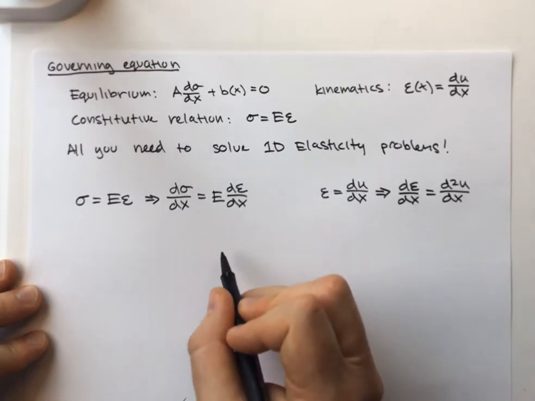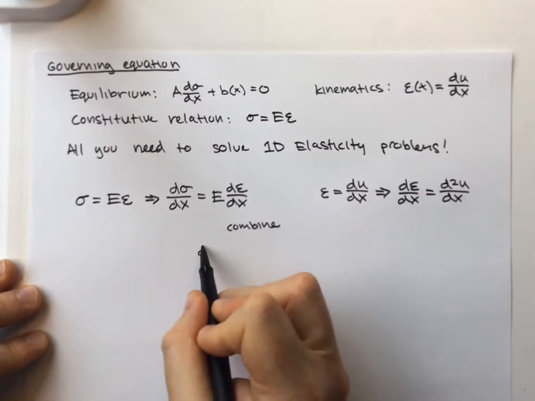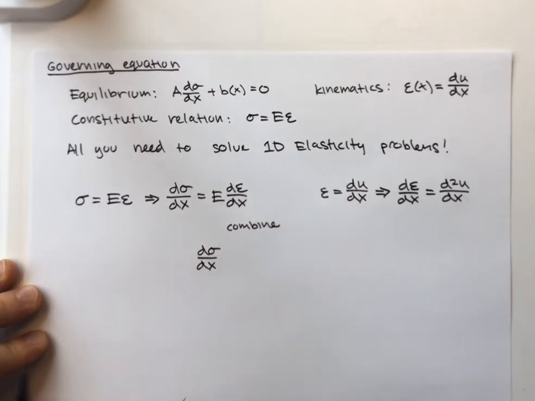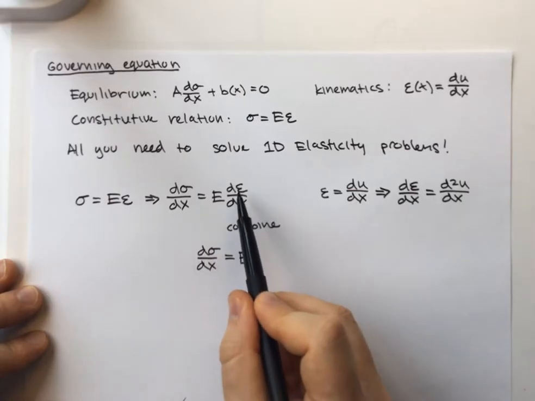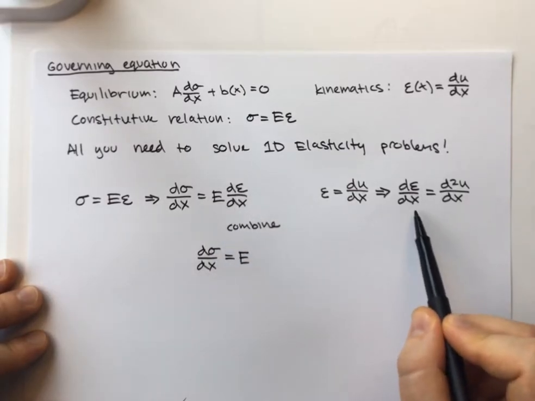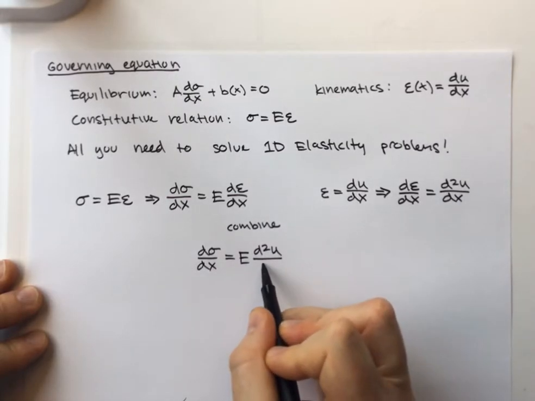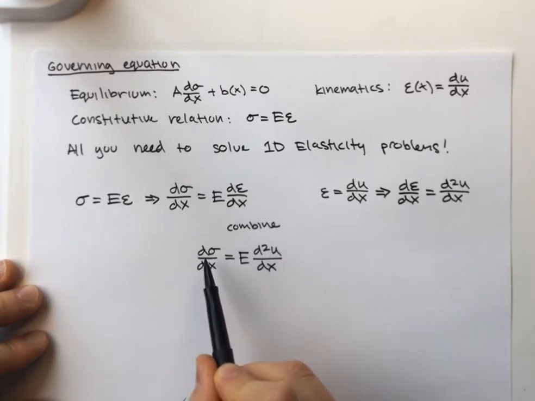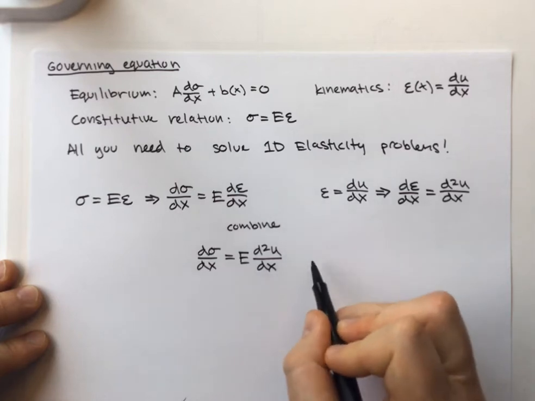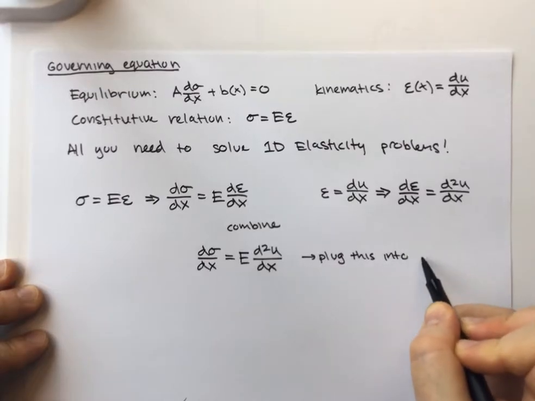So now we have, I'll write that here, we're going to combine. We have the change in stress with respect to x is equal to E, the elastic modulus, times the change in strain with respect to x, which we have here. That's going to end up being the second derivative of the displacement, U, with respect to x. And if we know the derivative of stress with respect to x, we can plug this into the equilibrium equation.